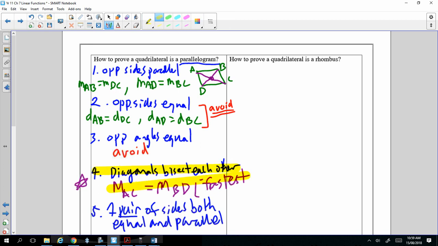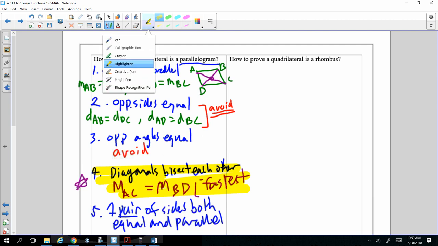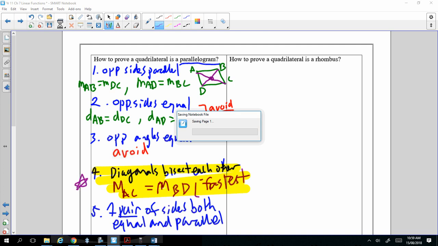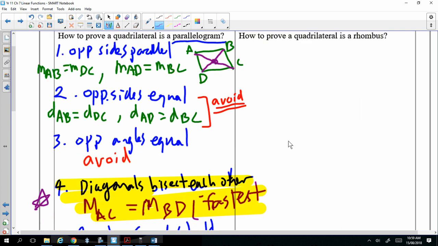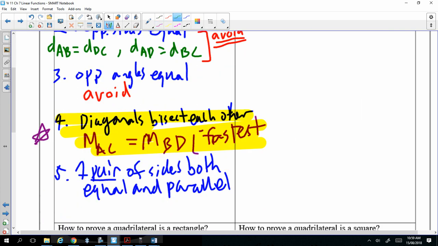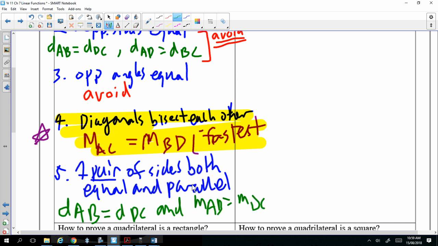Okay, any question? And the last one you just know. The last one you just have to prove that one pair of sides is both equal and parallel. So all you have to do is prove that distance AB equals distance DC and gradient AB equals gradient DC. So you can do it that way. But again, that's not as fast as this. This is the fastest to prove it's a parallelogram. All right, jot this down because you will be using that in some questions. Okay, continue. All right, any questions?